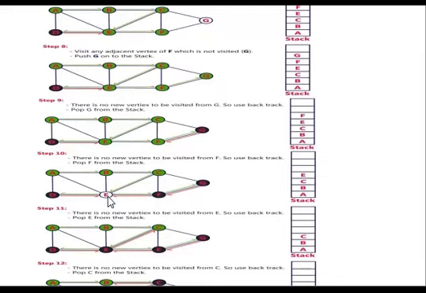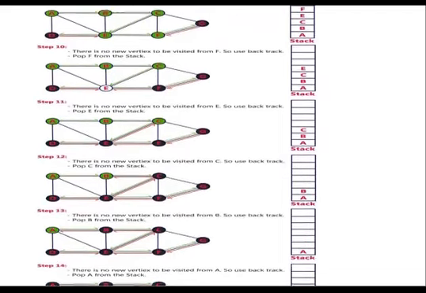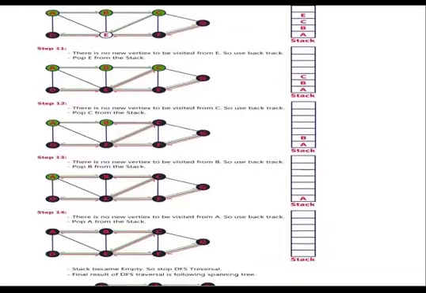Then we backtrack to E and check whether there is anything to visit; there is not. So E also has to be backtracked one by one. The main aim is to empty the stack. E is removed from the stack and we go back to C. From C there are no new vertices to be visited, so C is also popped from the stack.